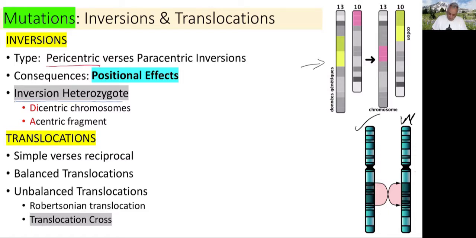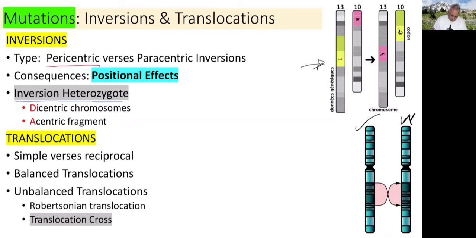Regardless, let's go on. So this region is normally present in chromosome 13 in this case, right? And this region here is normally present in chromosome 10. What we find after the mutation is that this region from 10 has now moved into 13, and this region from 13 is now present inside 10. So that's called a translocation. So let's look at the different categories of translocation.